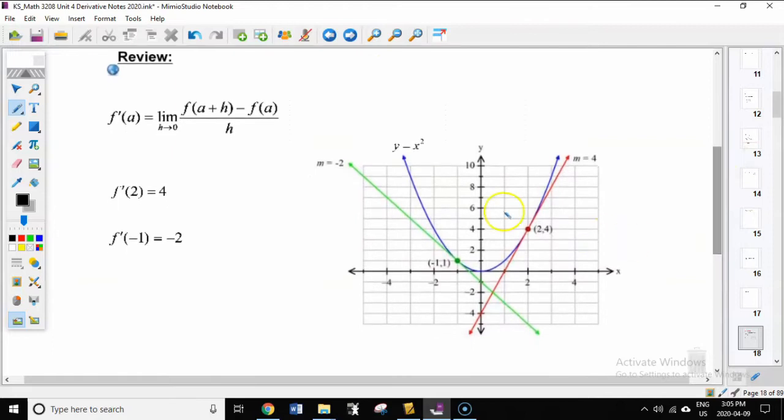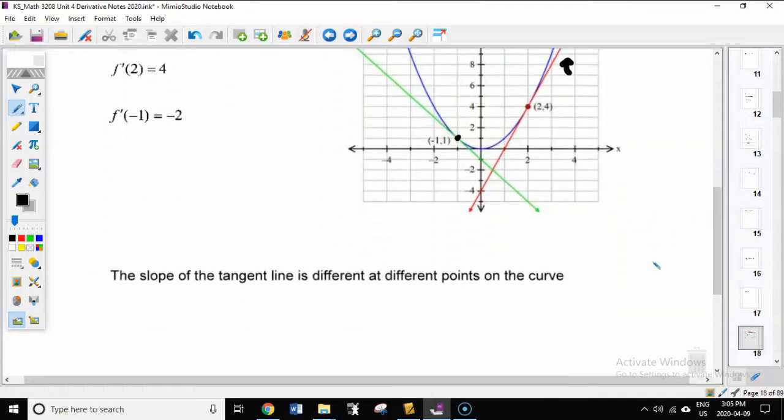So this is our formula, and if we put in 2, so the derivative at 2, which means this red line here has a slope of 4, and if we put in -1, that means this value here, this green line has a slope of -2. So we've talked about that. We've done examples, and that's what you guys did on your skill check.